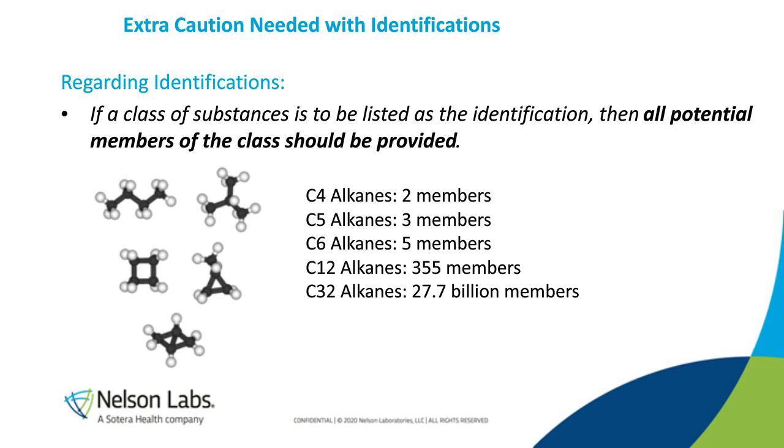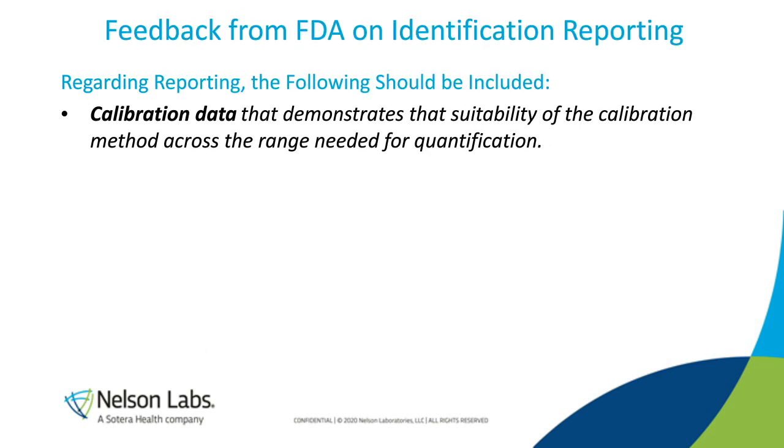But it's one of these problems that grows more than exponentially, like a factorial. The larger the number of carbons, the more members of the group there are. For C12 alkanes, which we commonly report, there are 355 members, and if we really had to list out each one, it would be ridiculous. We do sometimes see up to C32 alkanes, and there are 27.7 billion members of that group. So I think we have to understand the spirit of what the FDA is saying. Literally, if we had to report all of these, we couldn't, because there's not enough paper to list out billions and billions of members of the C32 alkane group. Okay, so there's a lot of feedback from the FDA on how these identifications should take place.